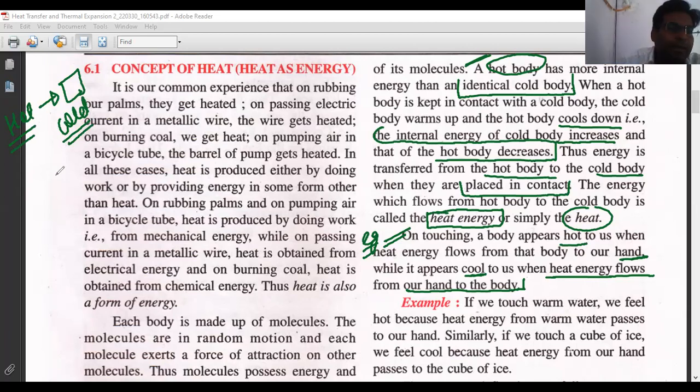Because the hot body is having more thermal energy than the cold one, right? So basically there is heat transfer because a temperature difference is there. As we know, it flows from higher energy to the lower one, right? That's why energy transfers from the hot body to the cold one.